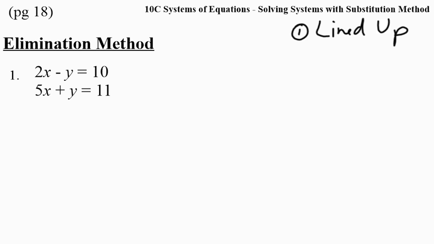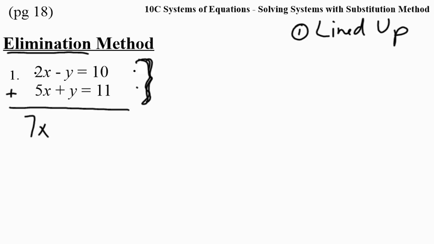All right, so with the elimination method, we want to try to eliminate a term. In this first system, it's really easy to eliminate a term. If I look at the two equations and want to combine them together, and I just add them, then 2x plus 5x gives us 7x. If I look at my constants, 10 plus 11, that's 21.